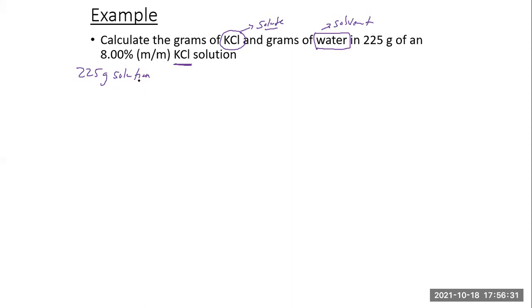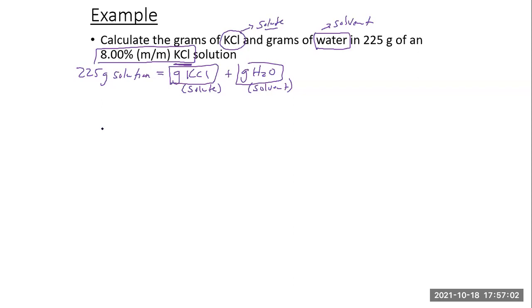So when we talk about the 225 grams of solution, that is made up of two things. It's made up of the grams of the KCl, which again is our solute, plus the grams of water, which is our solvent. So the goal here is we need to figure out both of these things. And we could use the other piece of information that was given to us, which is that it is an 8% by mass KCl solution.